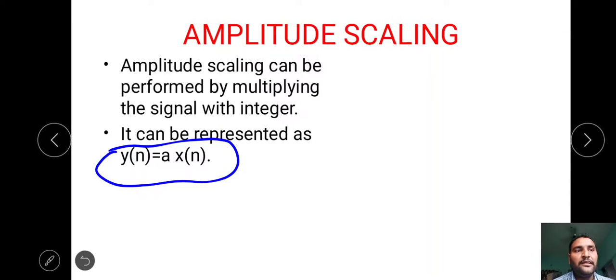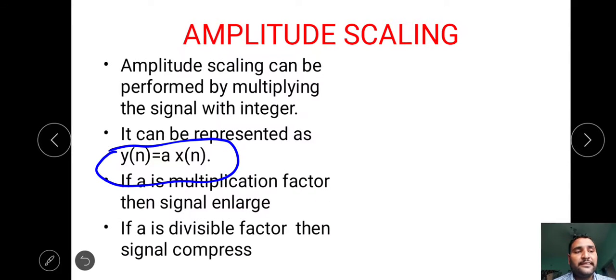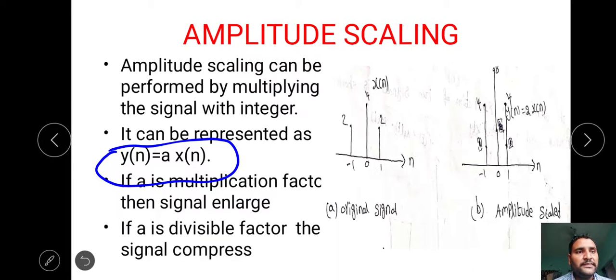That's why here, whenever a is a multiplication factor, the signal is enlarged. Whenever a is a divisible factor, the signal is compressed. Let's see one example. This is the signal x of n, from minus 1 to 1: 2, 4, 2. This is the signal we have to find: y of n is equal to 2 into x of n. Amplitude scaling means there is no effect on time, so minus 1 to 1, the same time period.